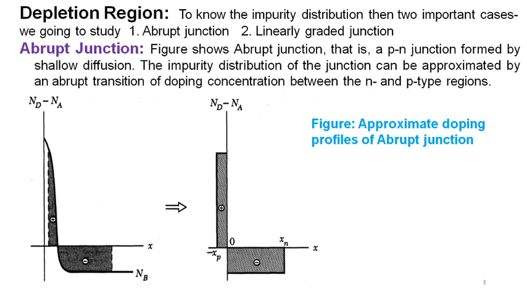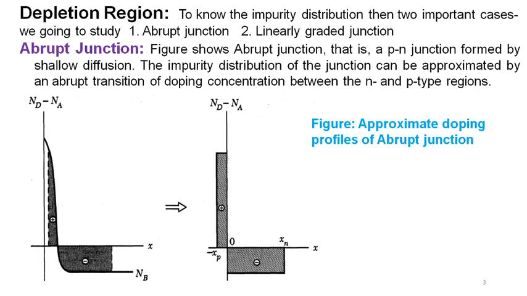In the last lecture, we already went through some basic ideas about the depletion region. Now we'll go to the distribution of impurity. In p-type and n-type semiconductors, we have acceptor and donor impurities. This distribution of impurity we have to study using two cases. The first one is the abrupt junction and the second one is the linearly graded junction. First, we'll go into details about the abrupt junction.